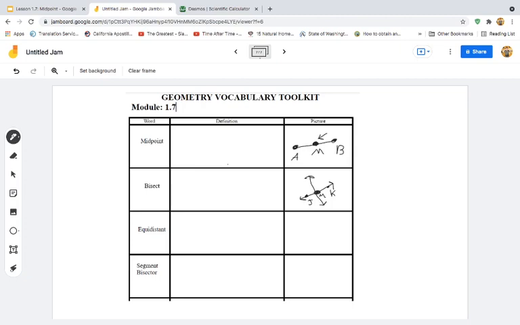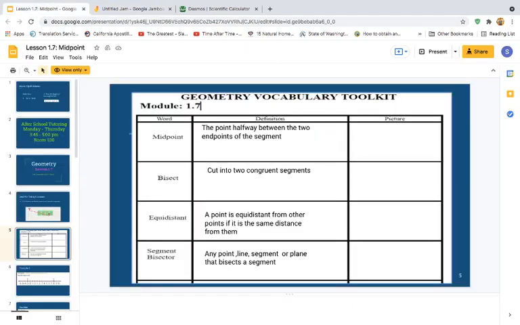I'm not going to really draw a picture for that. But the segment bisector is going to be this line. This line is bisecting the other line, and it is a segment bisector. That thing's a bisector. So the definition for segment bisector is any point, line, segment, or plane that bisects a segment, just like we were talking about. It doesn't have to be a line that cuts it in half. It could be a point or a plane or something like that.